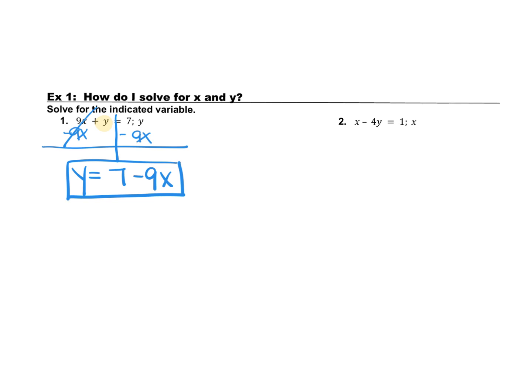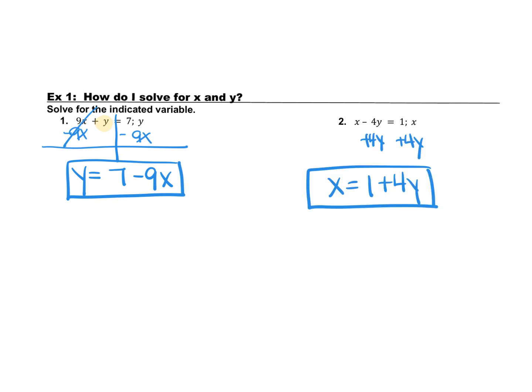All right, so I'd like for you to pause the video. I would like for you to solve for the x in this equation, so you're going to get that x all by itself. Then I'd like you to resume the video, and then you can check your work. All right, so to get that x all by itself, we would have added the 4y to both sides, and you would have x is equal to 1 plus 4y.